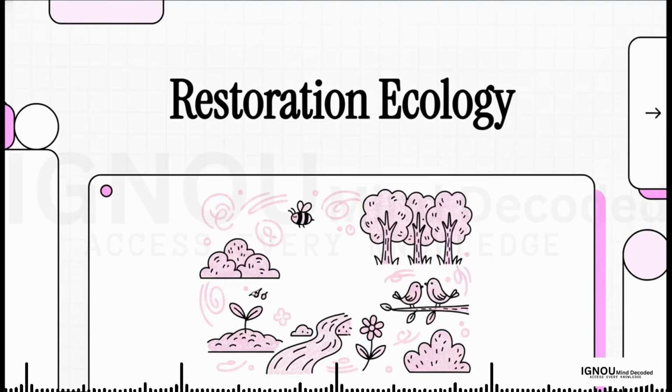Hey everyone, and welcome. Have you ever looked at a polluted river or a cleared-out forest and just wondered, can we fix this? Can we actually undo some of the damage? Well, that's exactly what we're diving into today. We're talking about something called restoration ecology, which is basically the science of healing our planet. And let me tell you, it's more important now than ever. So, let's jump right in.